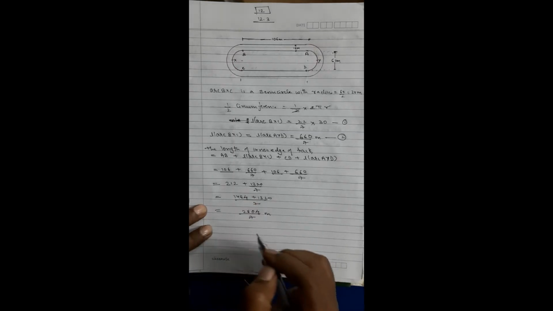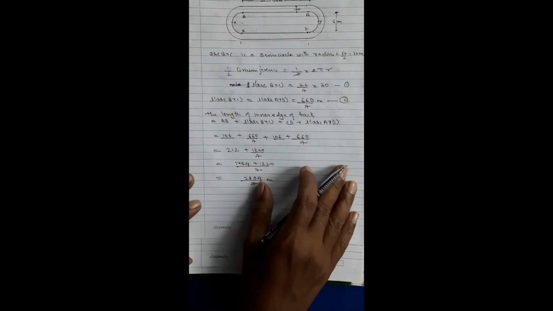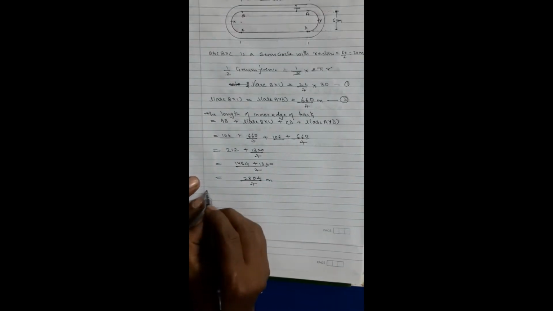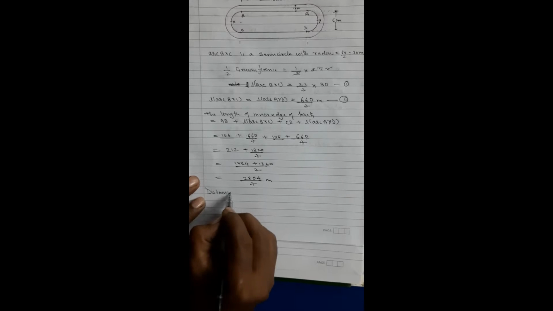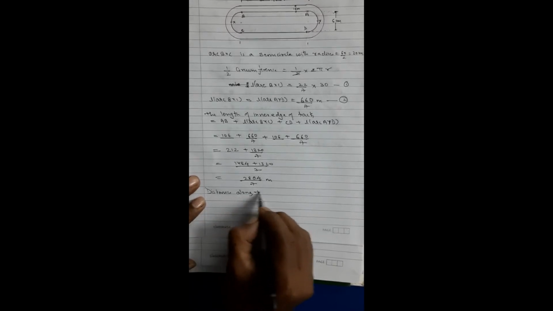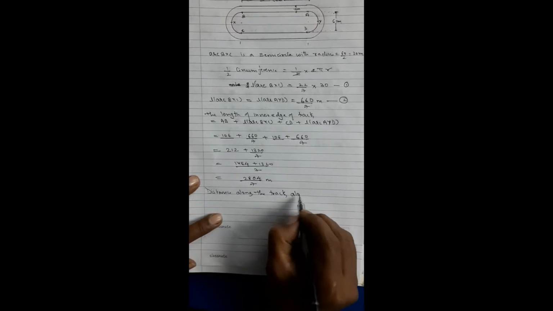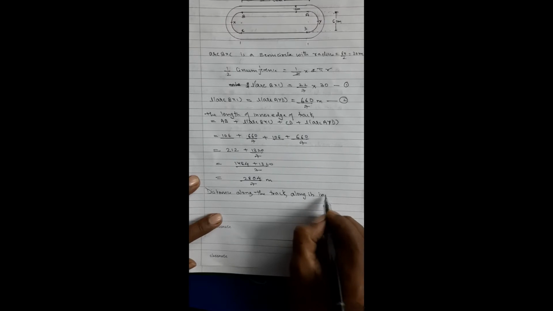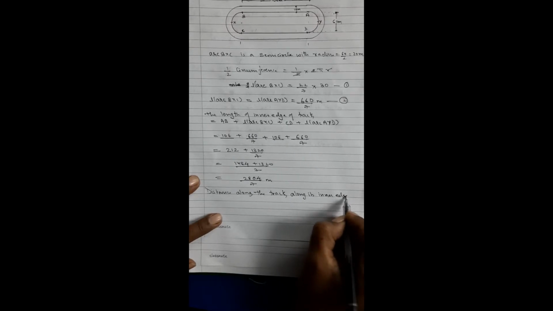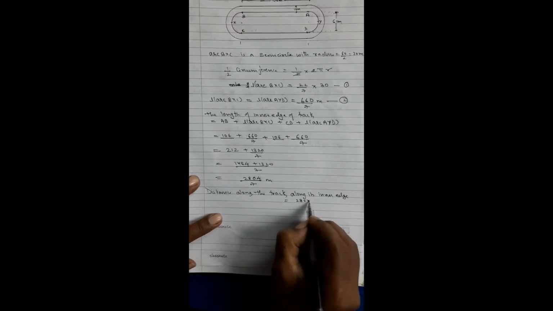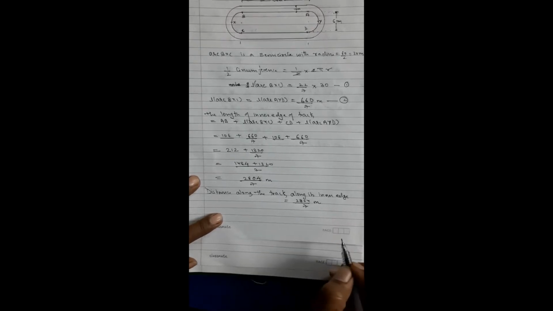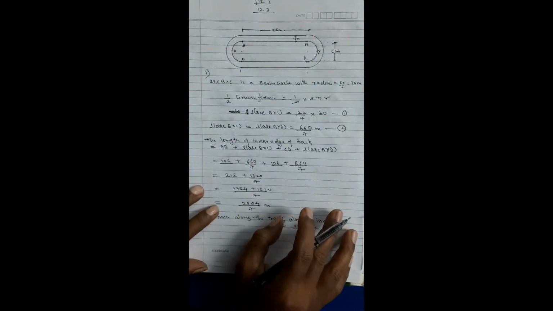This will be the length, the distance around the track along its inner edge, which is equal to 2804 upon 7 meters. In this way we have finished the first question, and now we proceed to solve the second, the area of the track.